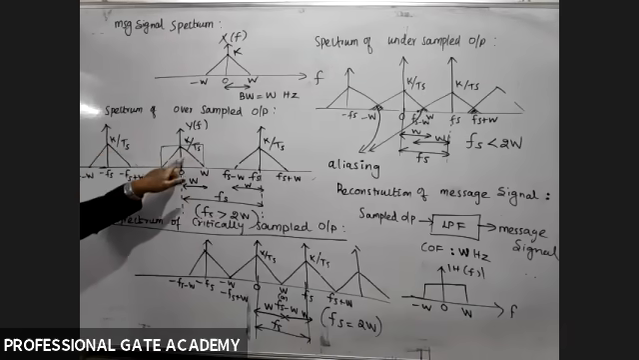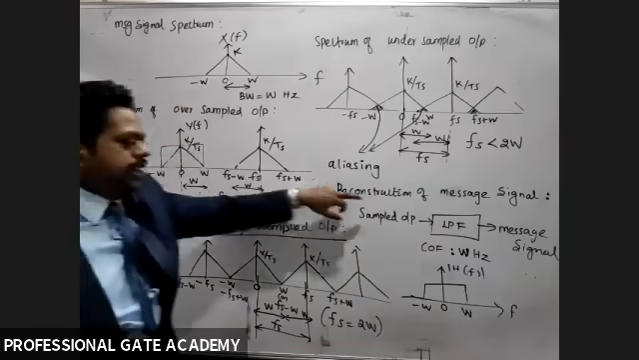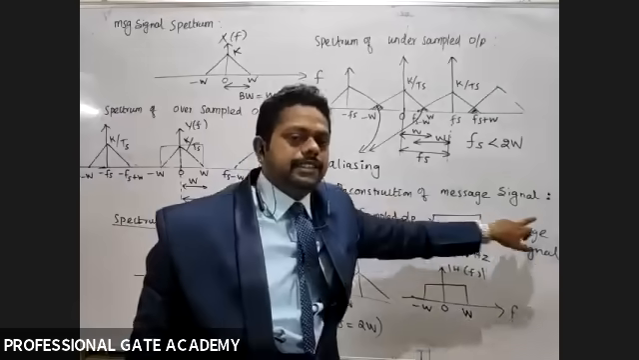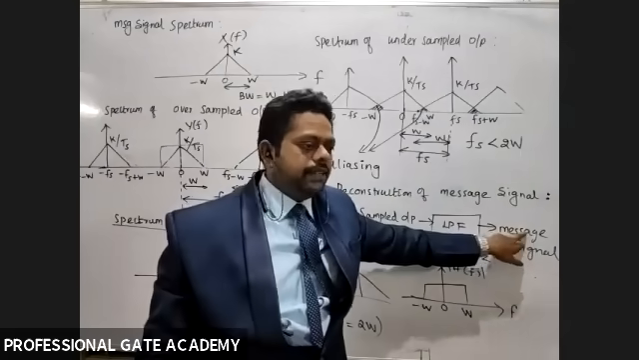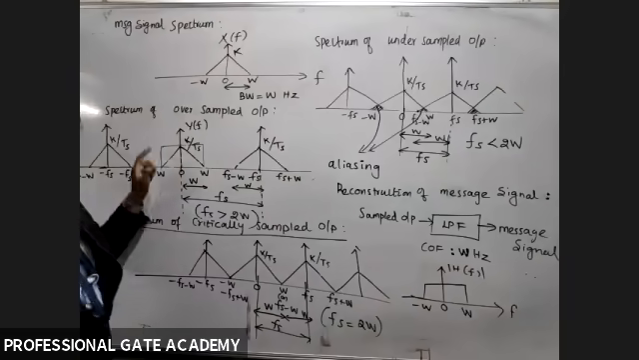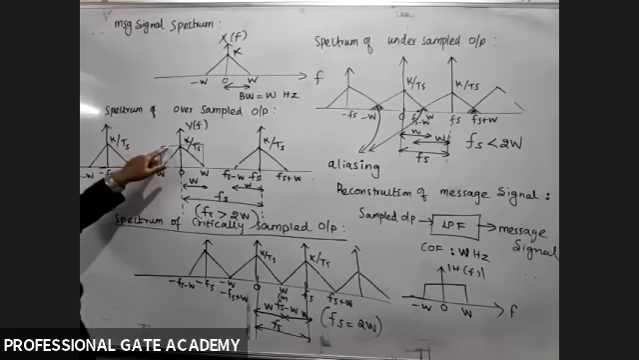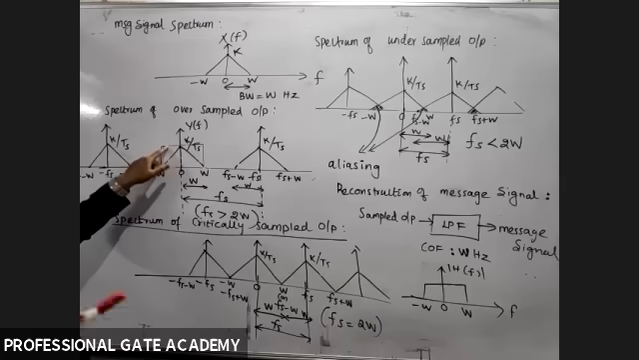Now what is this component? This component is nothing but the message signal component. So when the sampled output is passed through a low pass filter, the message signal can be reconstructed. But is it an ideal response or practical response, students? This is the response of an ideal low pass filter, but practically an ideal filter does not exist.